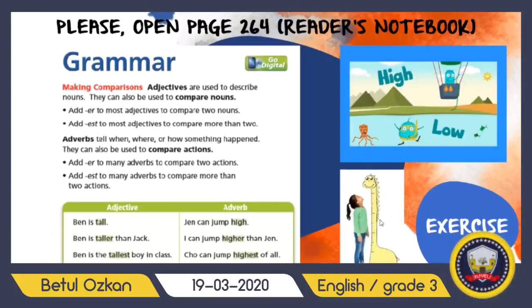You can see the picture here. Ben is tall. Ben is taller than Jack. In the second sentence, I just compare two people, Ben and Jack. So if there are just two people, in this situation, I can use taller than. I just add er, and if you see than, it means you compare two things, two people.